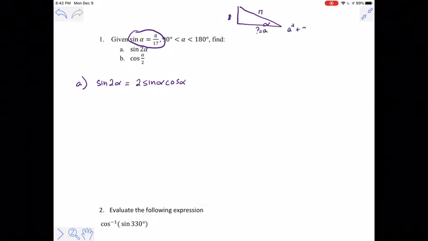So we would use the Pythagorean Theorem. We need a squared plus b squared equals c squared. So a squared plus 64 equals 17 squared, which is 289. If we subtract 64 from that, we get 225. Then if you square root 225, that's 15. So then we have a equals 15.